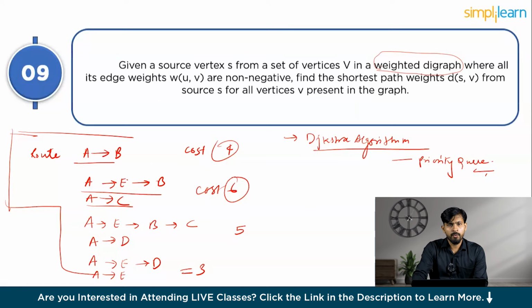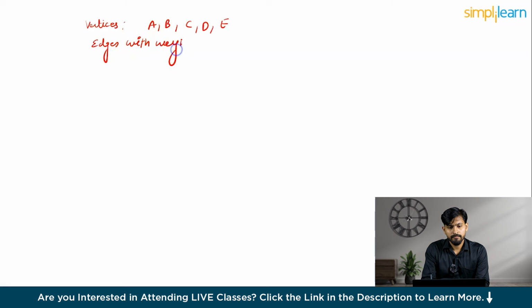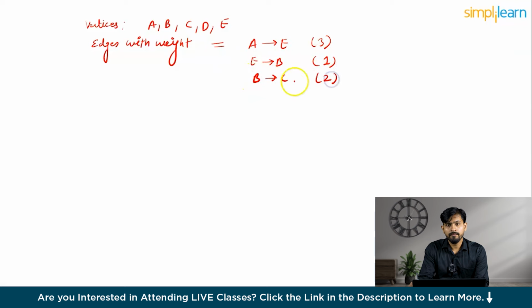So let me try to explain you once more. So suppose we have vertices A, B, C, D and E, okay? And say we have edges with weight all over here. So for A to E, I say the weight is 3. From E to B, say the weight is 1. From B to C, the weight is 2. From E to D, the weight is 2 units again.